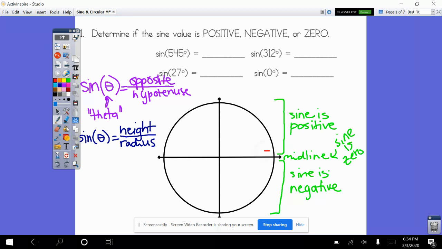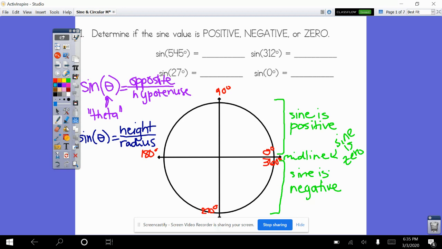So we know that this is 0 degrees, this is 90 degrees, this is 180 degrees. I'm going to try and put the degree symbol in, it might be messy. And then down here we have 270 degrees. And then of course, when we get back around, we have 360 degrees because that's the total degrees in a circle. So if I'm looking for 545 degrees, I'm going to have to go past 360.